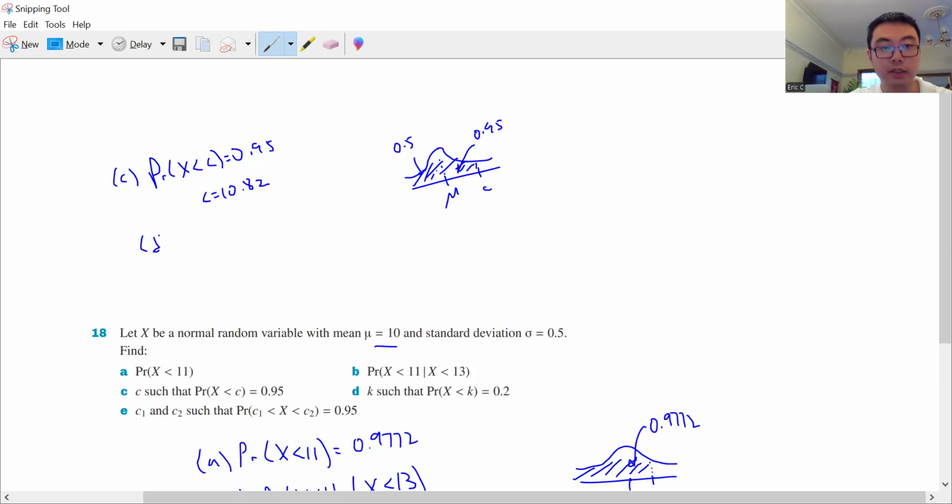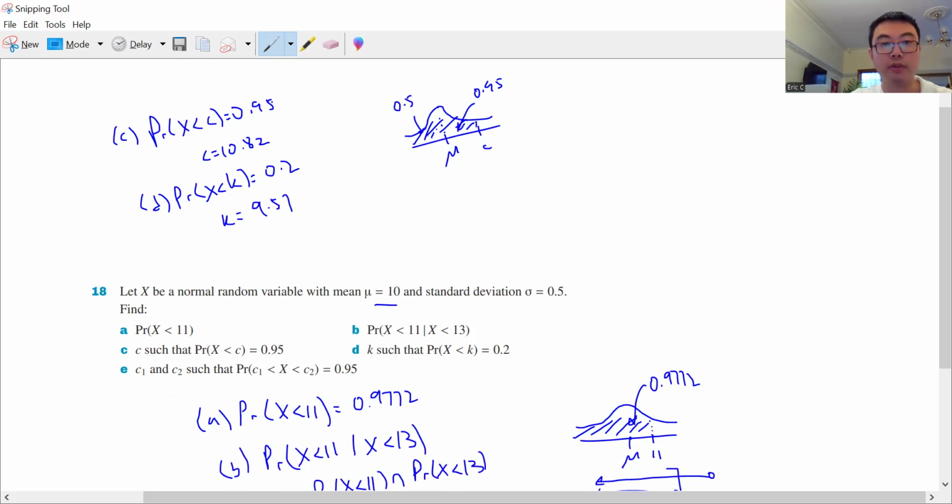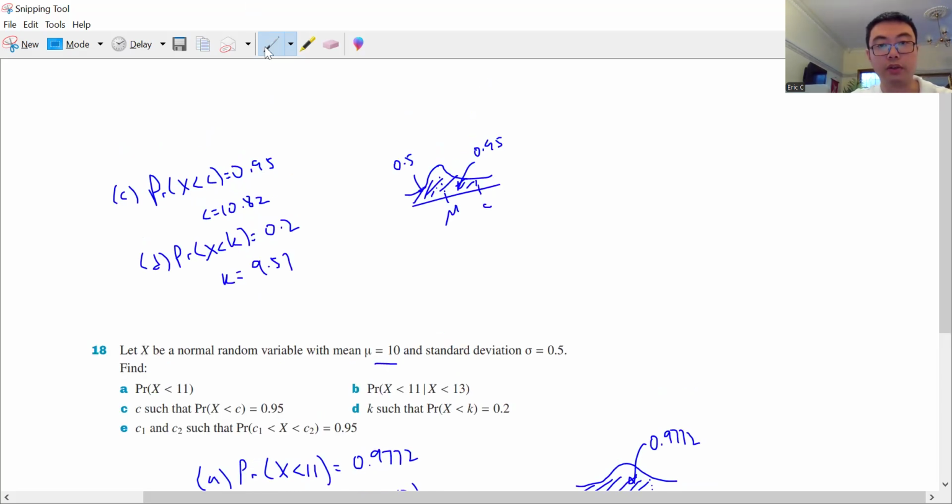And then for part D, same process. So X is less than K, and we're trying to find the value of K given the probability is 0.2, which is the area under the graph of the normal. So we just copy the functions from before. It's the same steps, and we're just changing it to 0.2 for the area under the graph. So the answer is going to be, K is 9.57. Oh, sorry, 9.58.